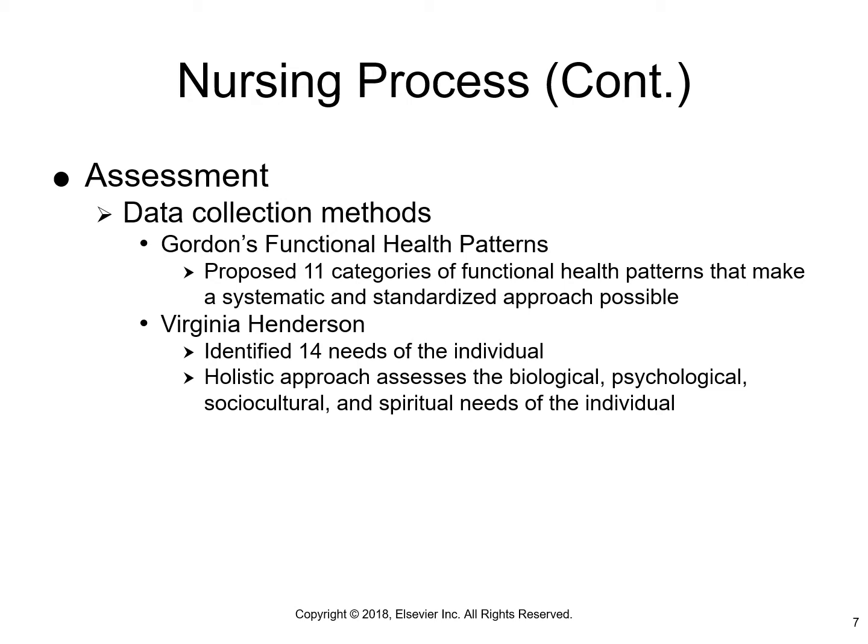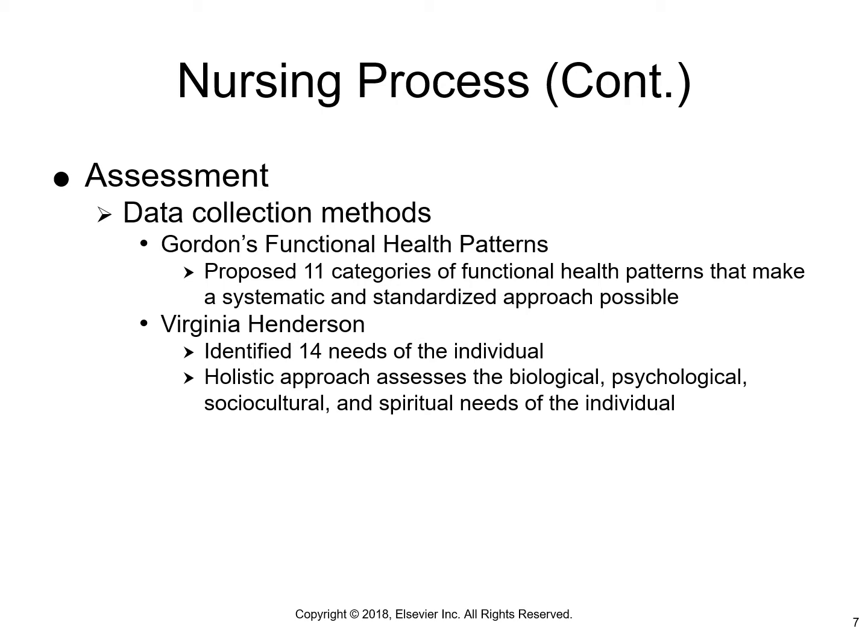that make a systematic and standardized approach possible. The 11 categories identified by Gordon are health perception and health management, nutrition and metabolism, elimination, activity and exercise, cognition and perception, sleep and rest, self-perception and self-concept, roles and relationships, sexuality and reproduction, coping and stress tolerance, and values and beliefs. So very, very important. And this also is a very good tool to use when you're doing your assessment and collecting your assessment data. It does really work out quite well.